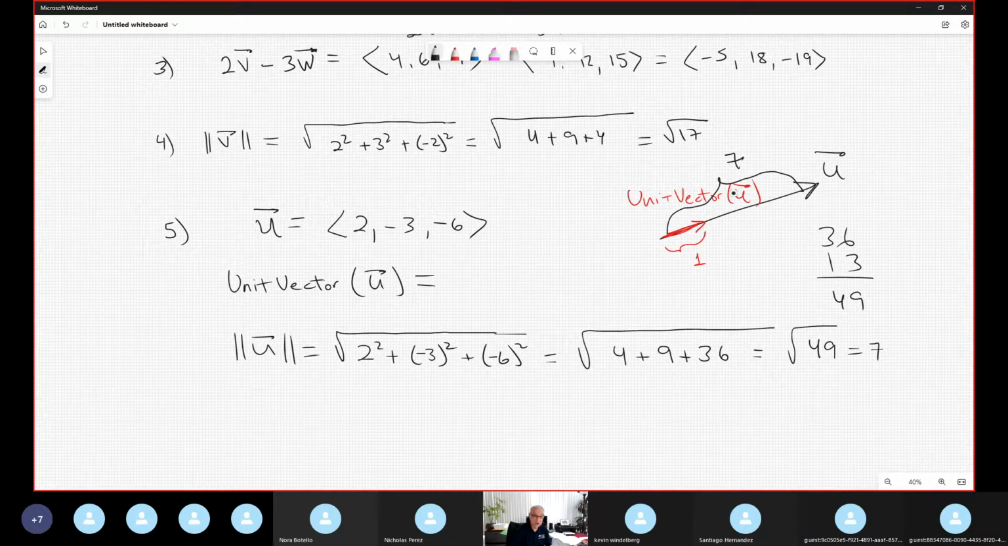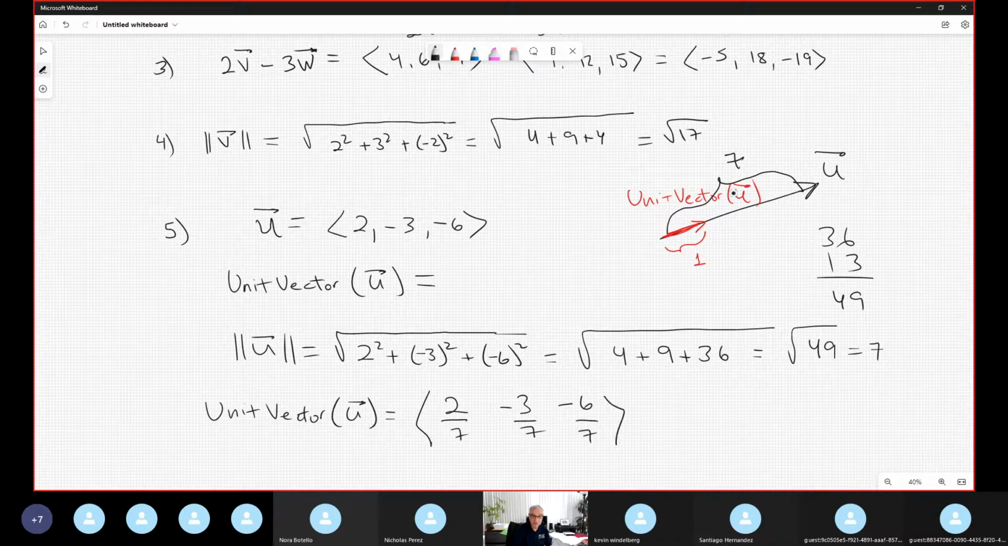So, super easy. The unit vector in the same direction is, you take the U vector, which is 2, negative 3, and negative 6, and you divide it by 7. The fact that you divide it by 7 means that the magnitude of this vector is 1. So the magnitude of the unit vector is 1. Make sense or no? It does. Okay.